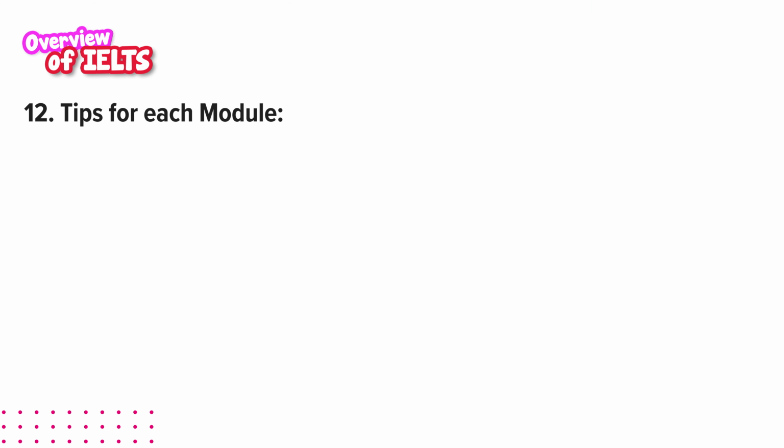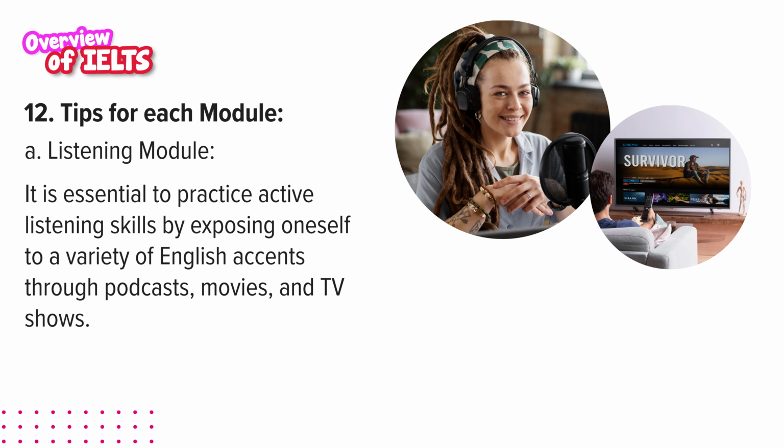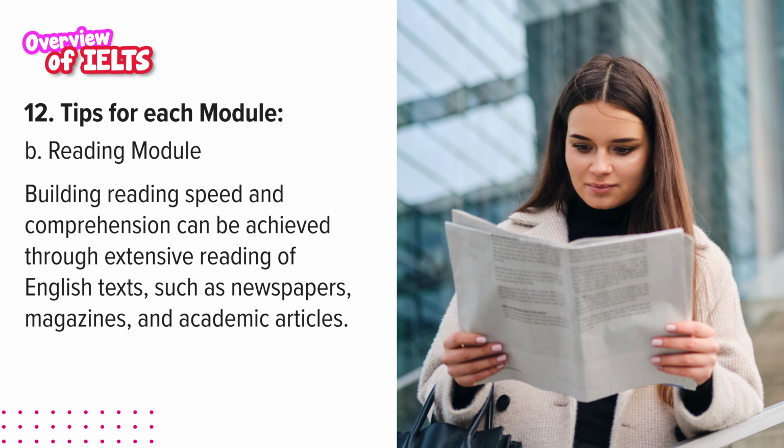Tips for each module. Listening module. It is essential to practice active listening skills by exposing oneself to a variety of English accents through podcasts, movies, and TV shows. Developing note-taking strategies, familiarizing oneself with different question types, and practicing under timed conditions can significantly improve performance in this module.